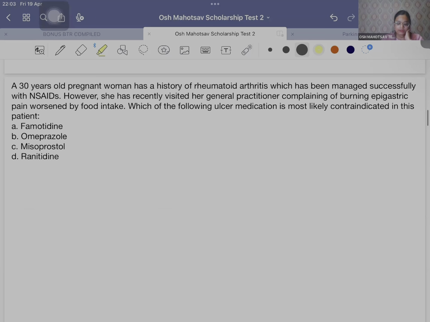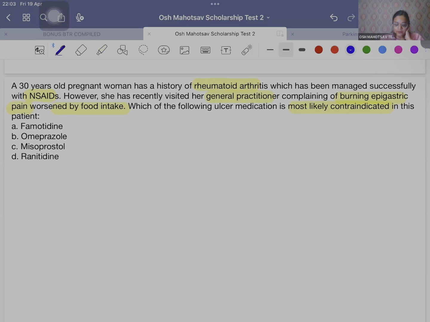A 30-year-old pregnant woman has a history of rheumatoid arthritis, managed successfully with NSAIDs. However, she has recently visited her general practitioner complaining of burning epigastric pain worsened by food intake. Which of the following medications is most likely contraindicated?